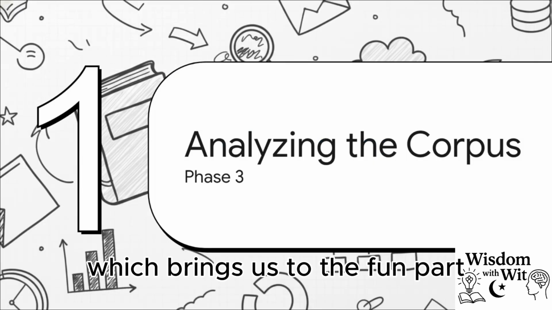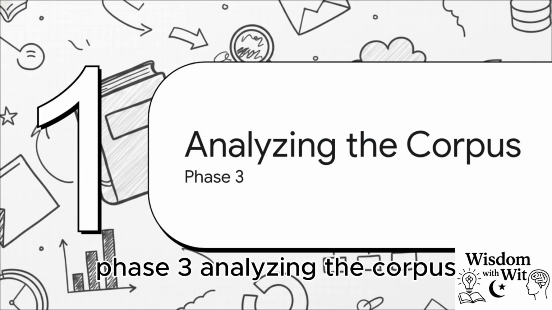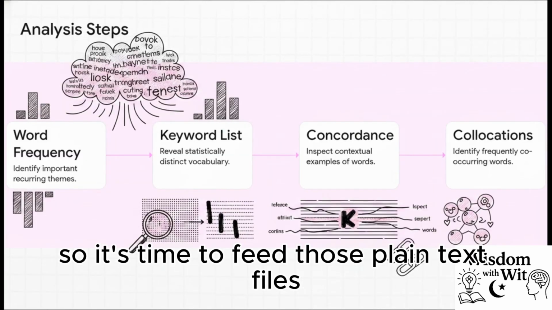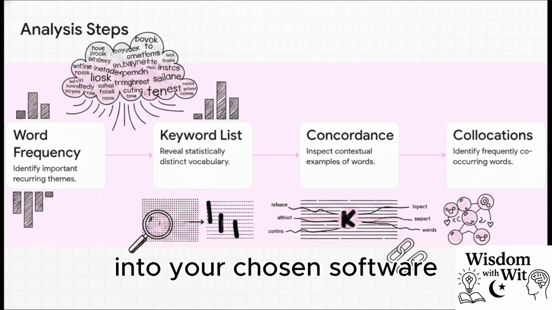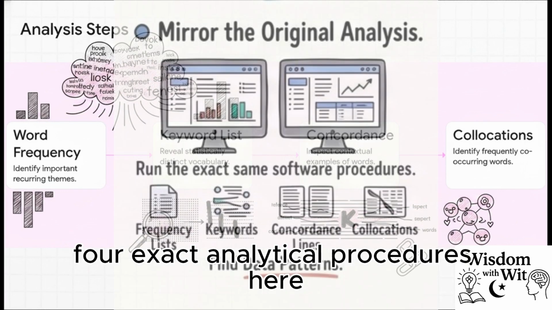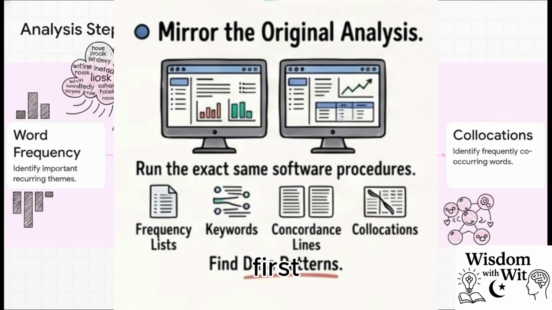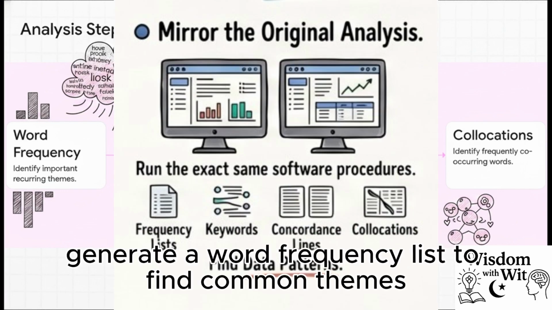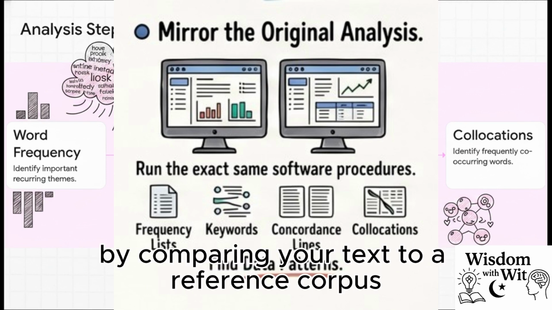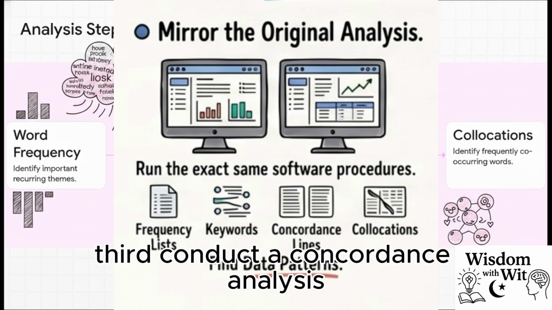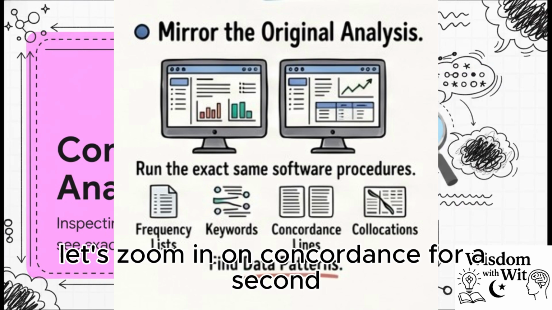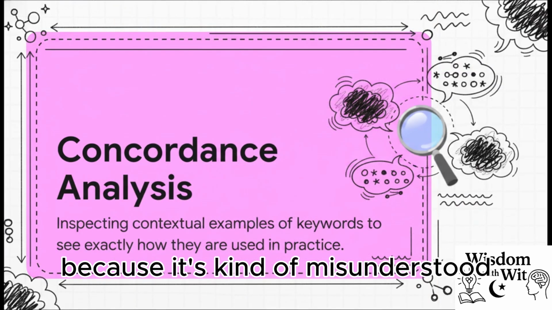Which brings us to the fun part. Phase 3, analyzing the corpus. Your data is squeaky clean, so it's time to feed those plain text files into your chosen software, like AntConc, to extract the hidden patterns. You'll want to mirror 4 exact analytical procedures here. First, generate a word frequency list to find common themes. Then, create a keyword list by comparing your text to a reference corpus. Third, conduct a concordance analysis. And finally, analyze collocations.